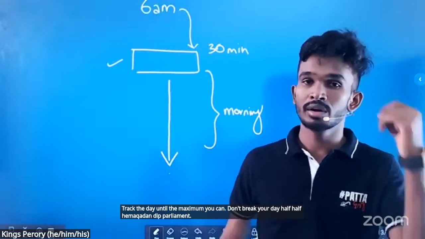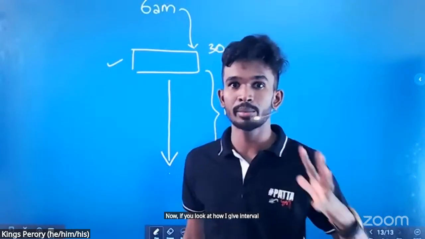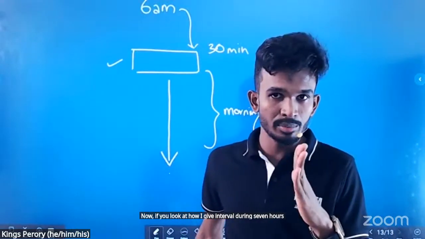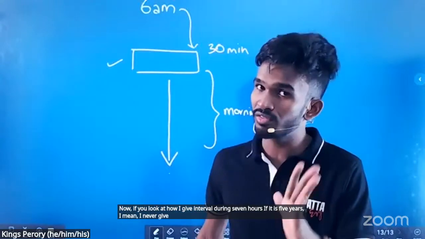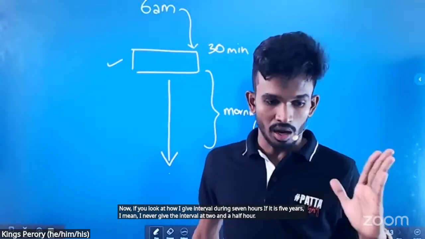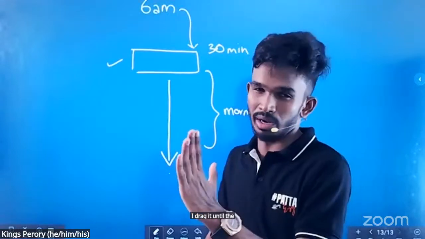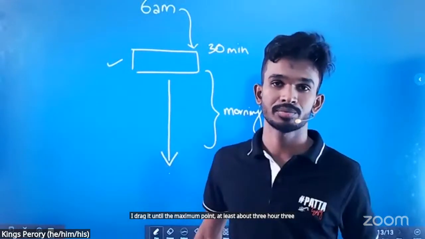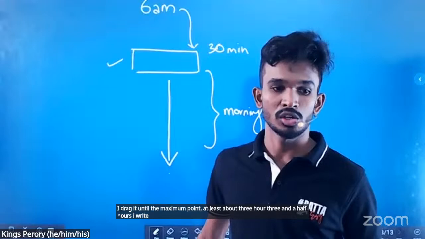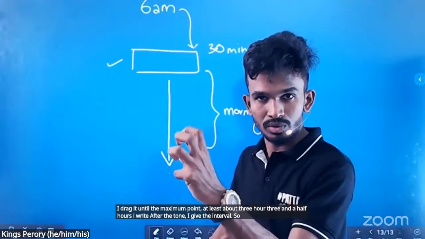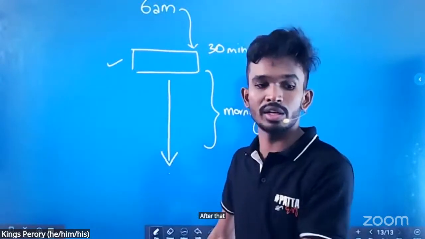Now, look at how I give intervals during seminars. If it is a 5 hour seminar, I never give the interval at 2.5 hours. I drag it until the maximum point. At least about 3 hours, 3.5 hours, I drag it. After that only I give the interval. So maximum dragging you have to do. Only when you're worn down, you take the interval.